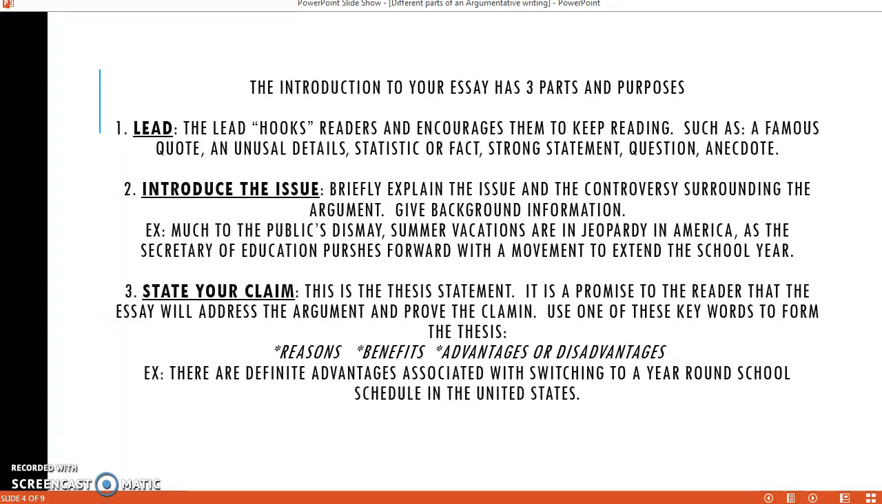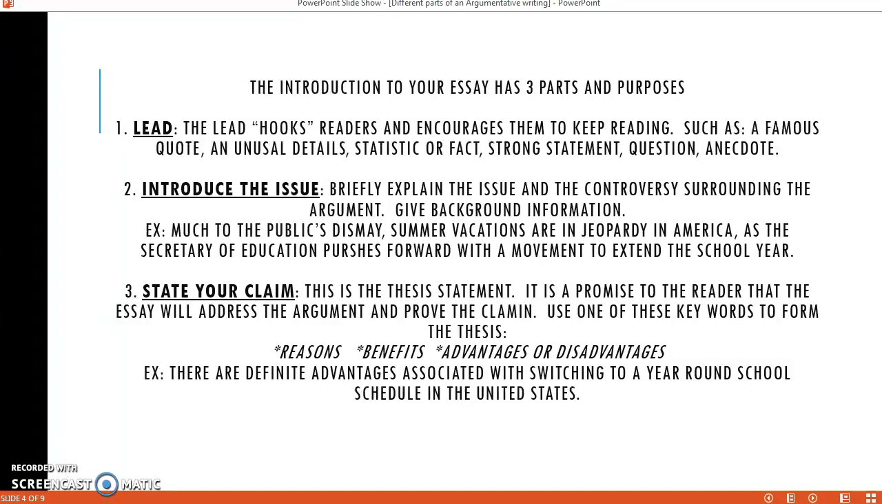A lead or a hook is an example of a famous quote. You can use a famous quote that has something to do with your claim. Some unusual detail, maybe a statistic or fact, can be a strong statement. It might even be a question. Use that one carefully, though, or an anecdote. So that's when you are using a personal experience.